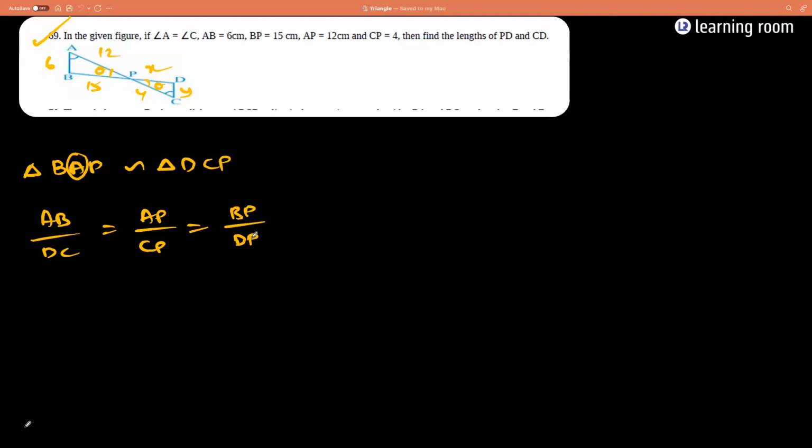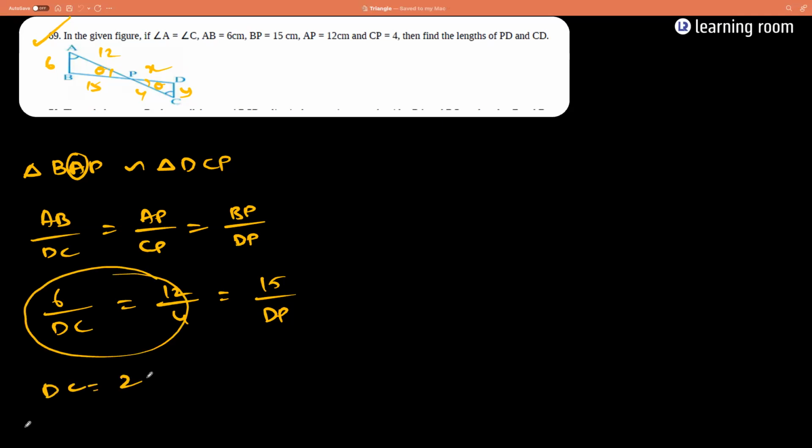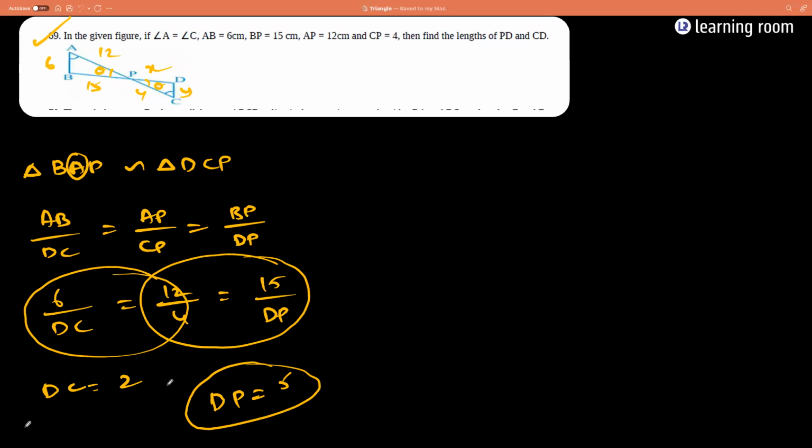So I wrote everything possible, just substitute the values and find out. AB is 6 divided by DC, which we need to find, is equal to AP is 12 divided by CP is 4 is equal to BP is 15 divided by DP, which we need to find. Now you can find it out. So from this you can say DC is equal to 2. From this you can say DP is equal to 5. Done. 2 centimeter, 5 centimeter. That's it.